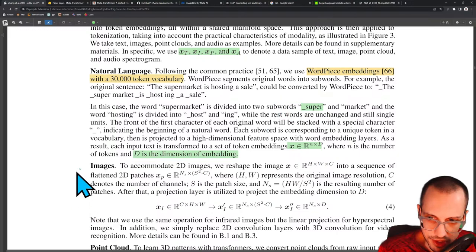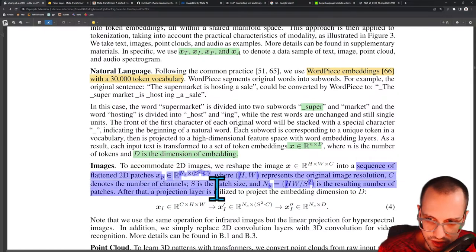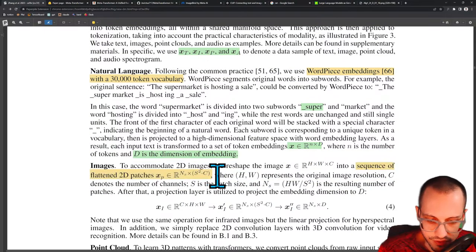Okay, so then what are they doing with images? To accommodate 2D images, we reshape the image into height, width, channel. So this is the height of the image, the width of the image, and then the number of channels, which is usually 3, into a sequence of flattened 2D patches. So this is basically what vision transformers do. They're flattening the image into a sequence of patches, S squared by C, where S is the patch size. N_S is the resulting number of patches. A projection layer is used to project to the embedding dimension D.